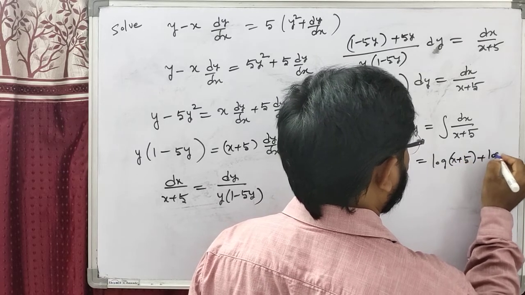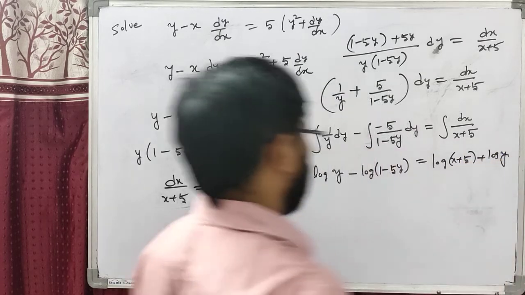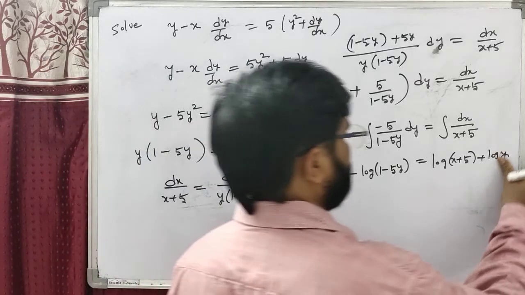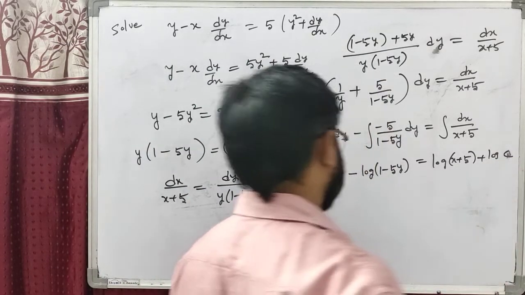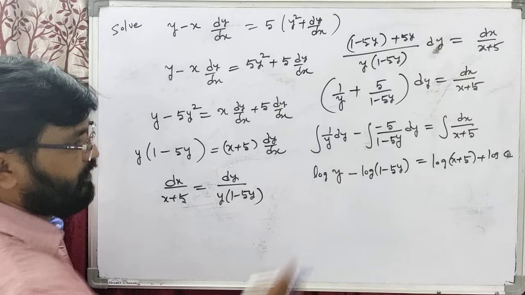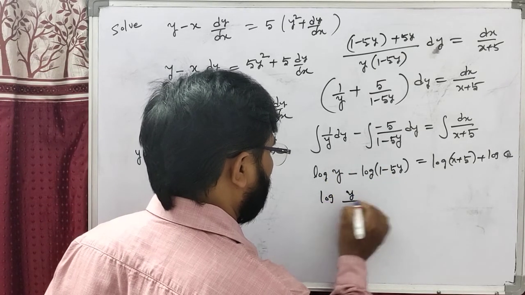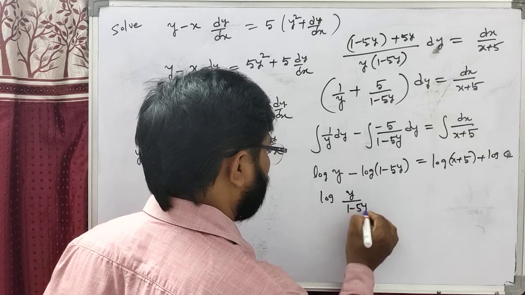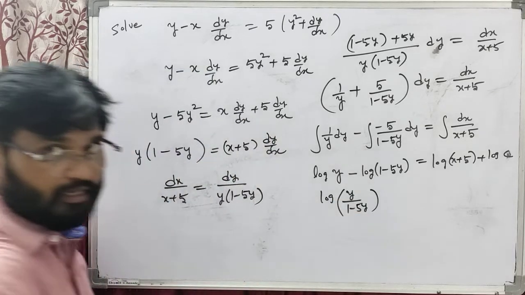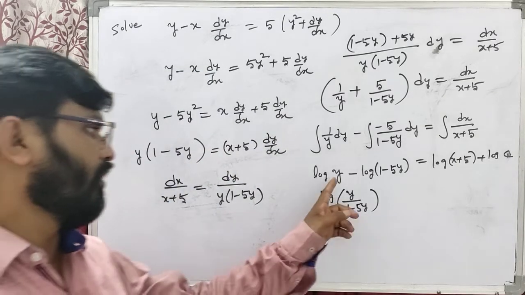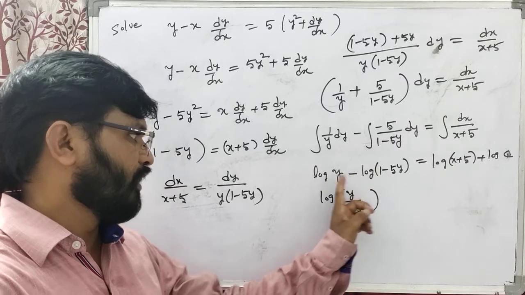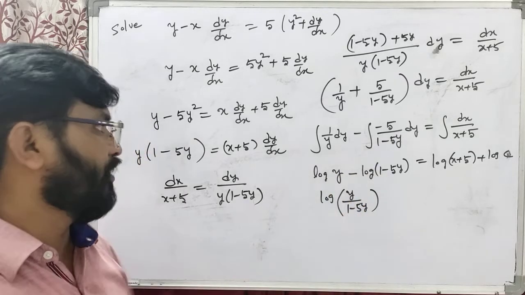So similarly, we can take this as log y, and the constant as log c. Dear students, what do you get here? This is log a minus log b. How to write this one? Log of a by b, that is y by 1 minus 5y. Okay students, how to compare this one? Log a minus log b is the log of a by b.